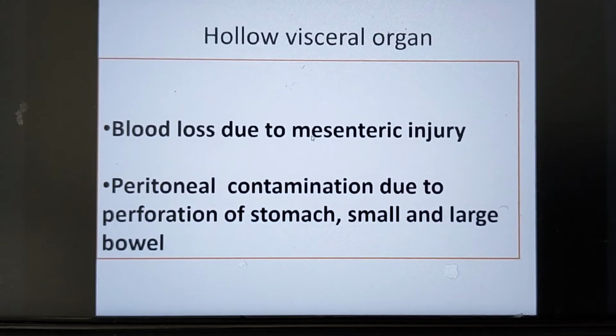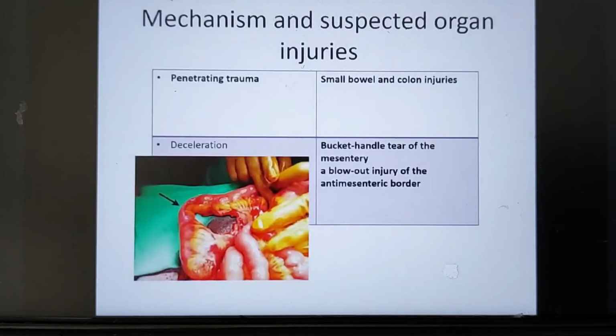In hollow visceral organ injuries, the patient might present with blood loss due to mesentery injury. Other than that, the patient might also have peritoneal contamination due to perforation of the stomach, small bowel, and also large bowel.